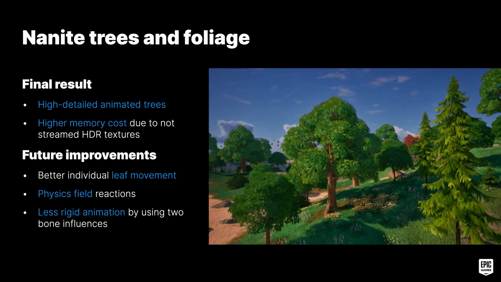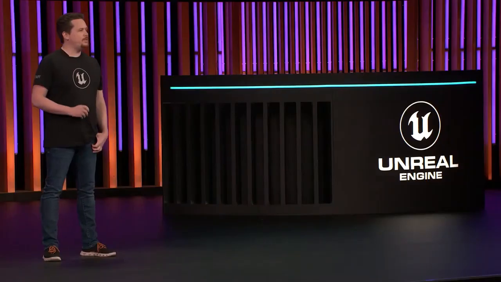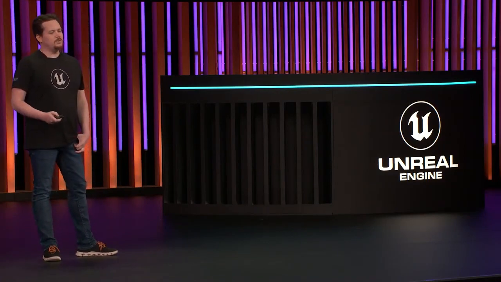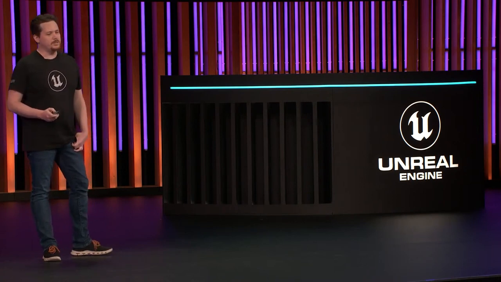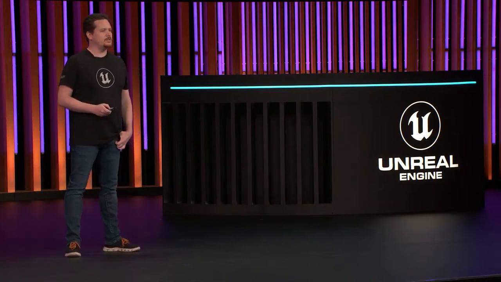But that comes at a higher memory cost due to the uncompressed HDR textures we need. Sadly, we also need to sacrifice individual leaf movement with this system. And it's definitely something we want to improve in the future. Our trees also don't react to the physics field. And our animation is currently rigid. And we would like to soften this out a little bit by using at least a 2-bone influence.